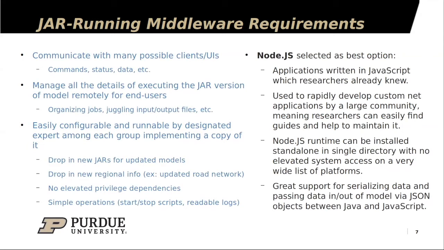We investigated several different solutions, but what we came up with was Node.js was the best. It's written in JavaScript, which the researchers already knew from their first attempts to make a prototype website. It allowed us to rapidly develop things, and we didn't need any sort of elevated privileges. The Node runtime can be installed in one directory and run from anywhere with no special privileges. So we could create a script that would set up this gateway once for any user in one location. And also, because the model itself is written in Java and Node is written in JavaScript, it would have great data passing back and forth between the two through JSON objects.